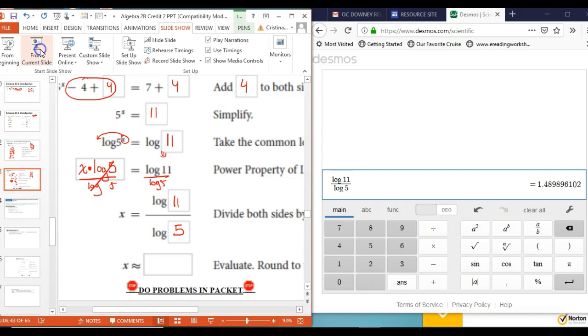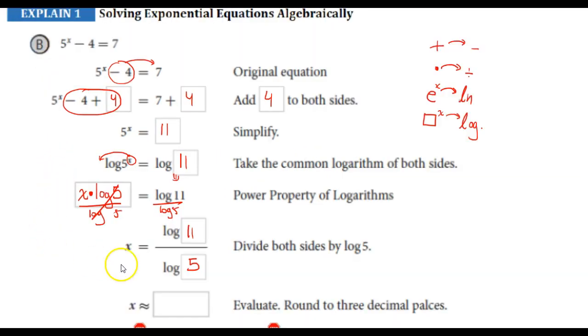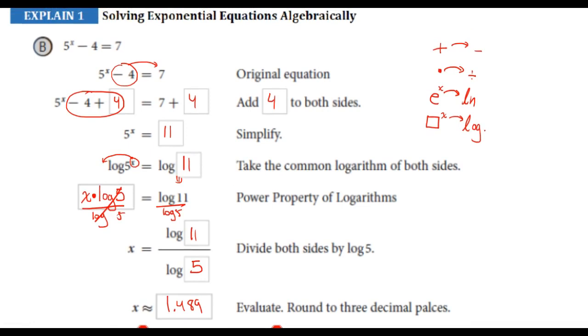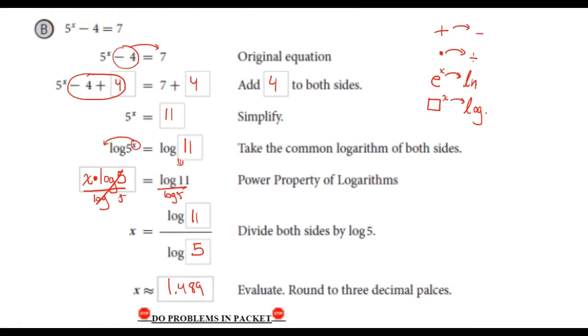So let's go ahead and write that here. That would be about 1.489. And decimal places, which I already did, so we already rounded that, just like it says here on your packet. And now at the bottom of the screen, it says do the problems in your packet. Go ahead and do those from Explain 1. Okay, and we'll come back with Explain 2 in just a moment.